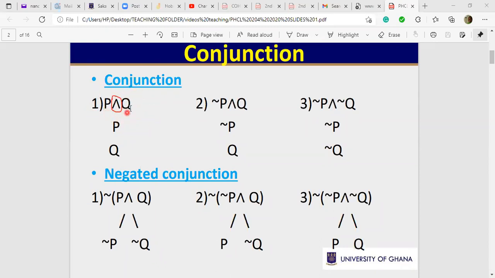Great. So I've highlighted a formula, P conjunction Q. That's what we are working with now. This formula, P conjunction Q, is what we call a conjunction. The P is one of its conjuncts. The Q is the other conjunct. And so the two of them together constitute a conjunction. It means it's one atomic statement put together with another atomic statement. How did we put them together? With a conjunction sign. So this is a conjunction.